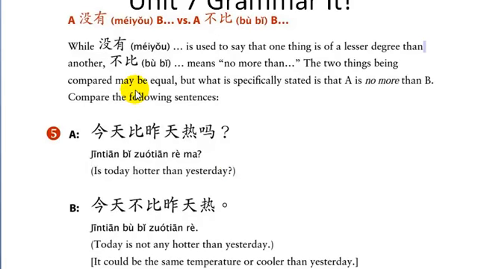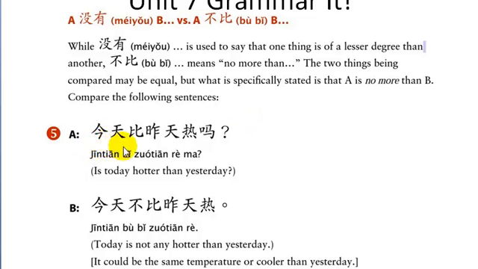Right, here's another interesting expression. 没有, which we just saw, is used to say that one thing is of a lesser degree than another. 不比 means "no more than." The two things being compared may be equal, but what is specifically stated is that A is no more than B. Right, so let's take a look.